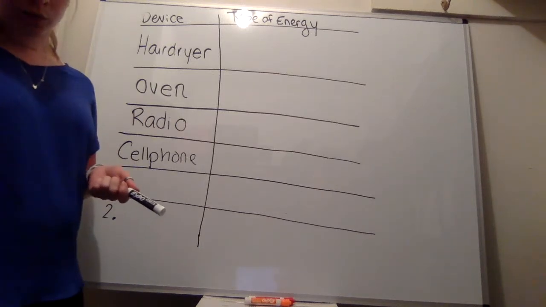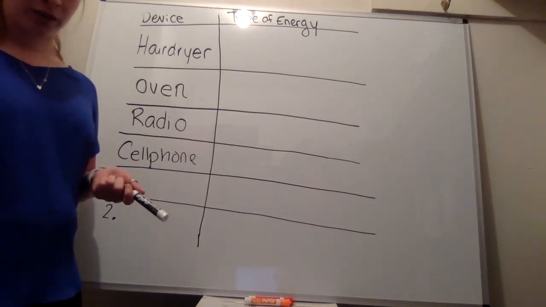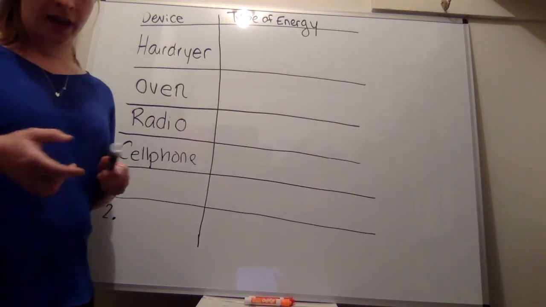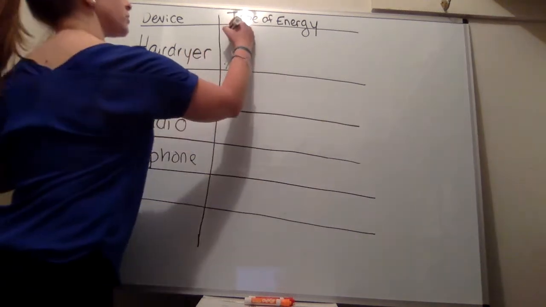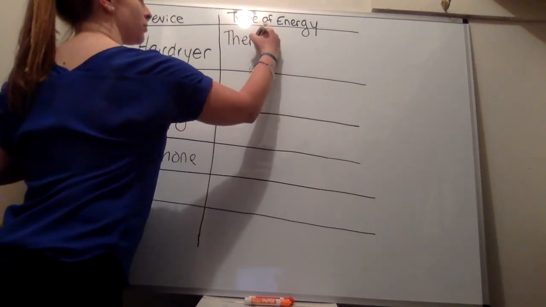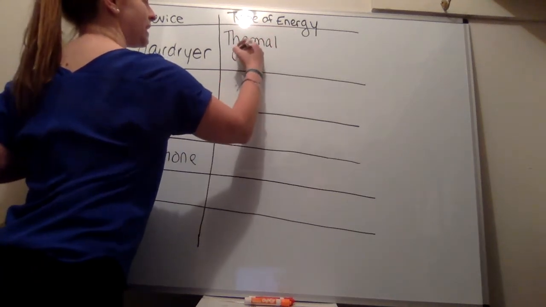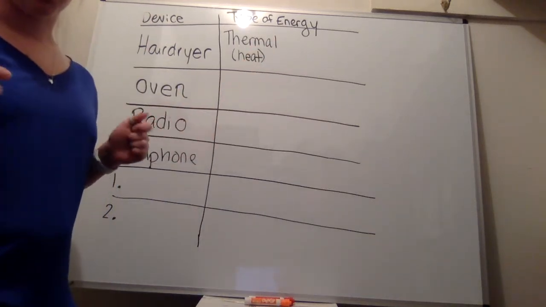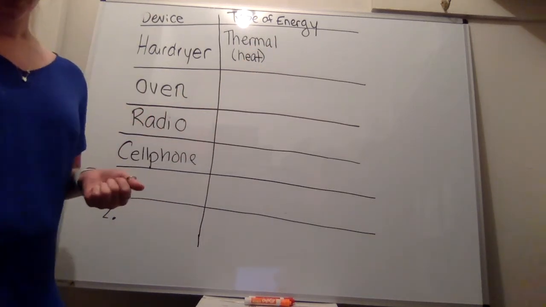So if you think about a hair dryer, now not everybody uses one, but if you turn on a hair dryer, what does it do? Well, it either blows out hot or cold air, okay? So you start to have that heat or thermal energy. So I'm going to write thermal, but I'm also going to write heat under it, because the purpose is to dry your hair, hopefully.